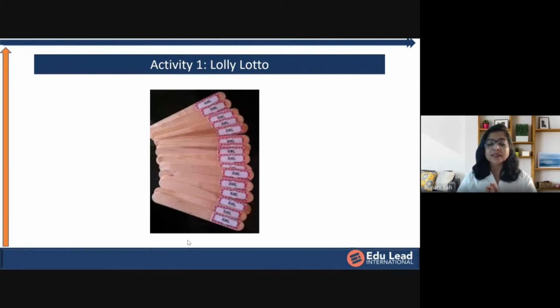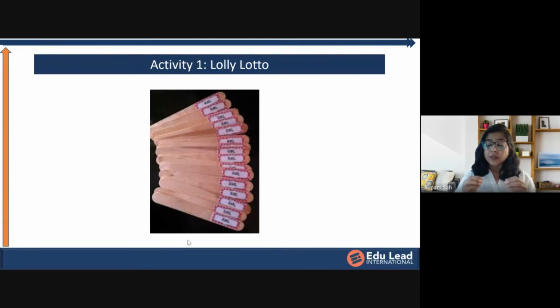So what is a lolly lotto? Lolly lotto is basically you are giving ice cream sticks to the students and you are asking them to write their names on it, or you write the names on it. Better that you write the names of all the children with the same sketch pen, and I'll tell you why. And then that is something which was always there with you. Use a glass or any tumbler in which you are keeping these lolly sticks, right?